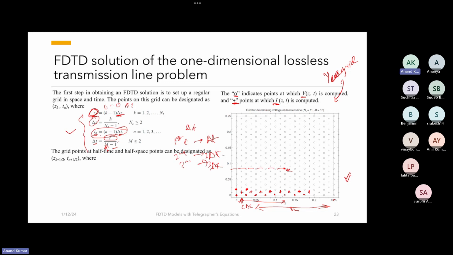And since we are also evaluating the current values in between the voltage values, we will also have half time points and space points, which can be calculated like this. So these are something to discretize your simulation space, and you can refer to each node in space and time by these values.